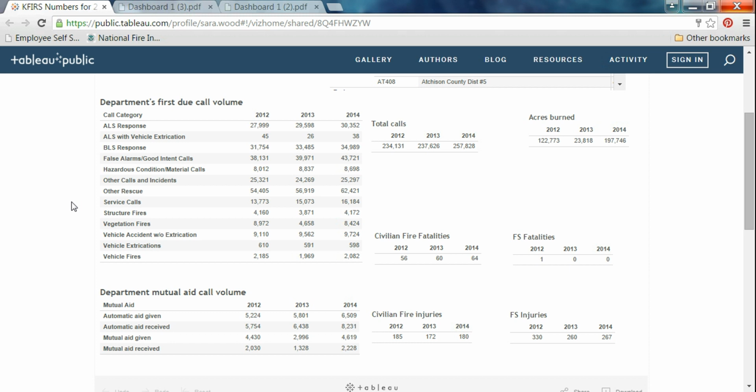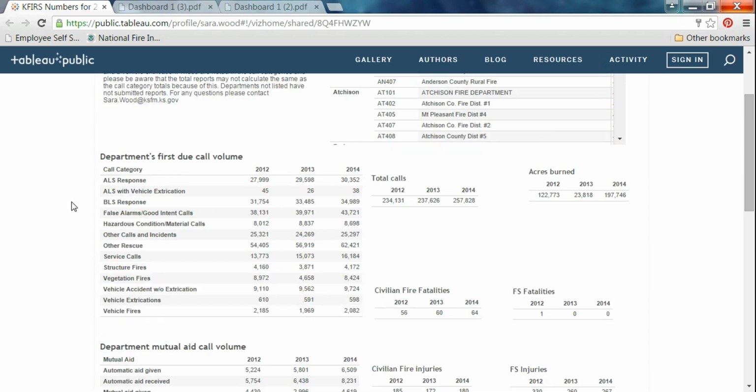It has about 76 different fields on it that includes your addresses, your actions taken, your incident type, mutual aid, your people, a whole bunch of different fields, and I'm happy to do that for any department that wants it. I have not just made it for every department across the state because it does take time, but if you request it, I'm happy to make it anytime.